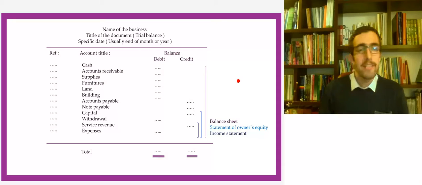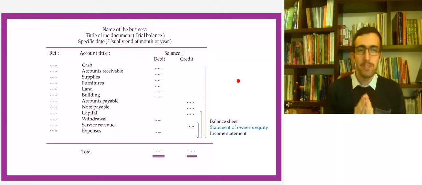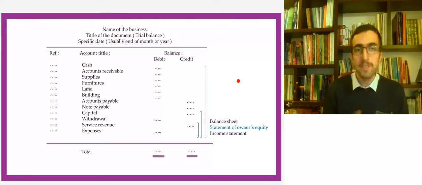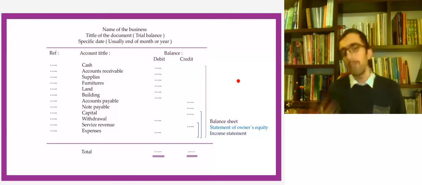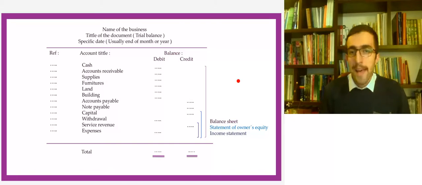And as you can see here, we have a reference column and an accounts title column. Be careful with the accounts title order: first assets, then liabilities, and finally owner's equity. And the order of owner's equity, as I said a few moments ago, is first capital, then withdrawal, after that service revenue, and finally the expenses. And finally, the total debits should equal completely the total credits.